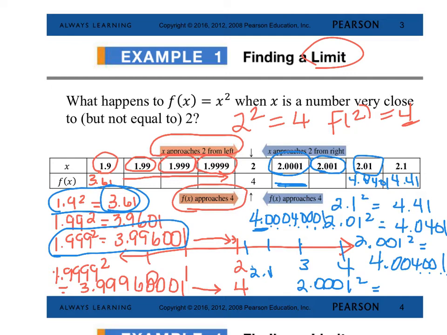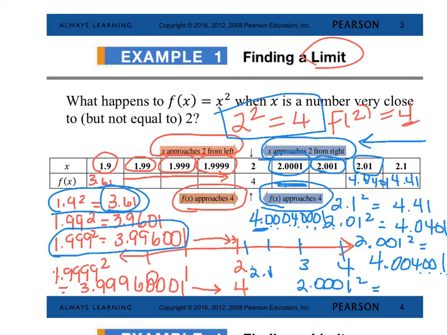So here's what happens. As x approaches 2 from the right, getting closer and closer, f of x approaches 4. Which seems kind of, why did we go to all this trouble when we knew that 2 squared was 4? Well, there are going to be equations we're going to deal with that are not going to be quite as straightforward as f of x equals x squared.